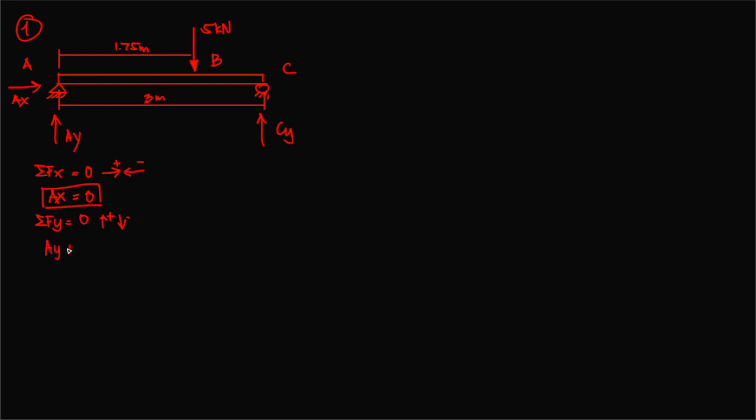But we are not able to solve this yet because there are two missing reactions that we will be able to find after we use the summation of moment at point A or C. I'll be using point A for this one, and then positive, negative for clockwise and counterclockwise, and then we will have 5 kilonewtons times 1.75 meters is equal to Cy times 3, because 5 kilonewtons is rotating clockwise and Cy is rotating counterclockwise.